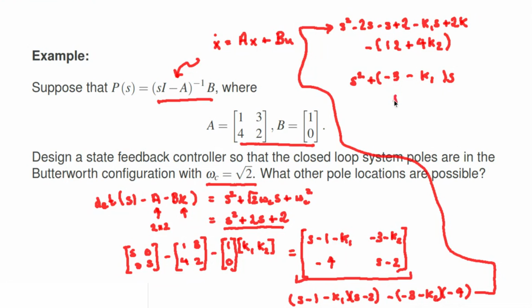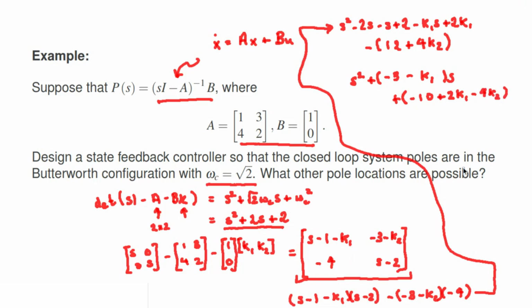And now we just collect everything that's left, the term that doesn't depend on S. So what is left? Well, we've got a 2. This was a K1, so we've got a 2K1, and then we've got a minus 12 and a minus 4K2. So plus 2 minus 12, that's minus 10, plus 2K1 and minus 4K2.